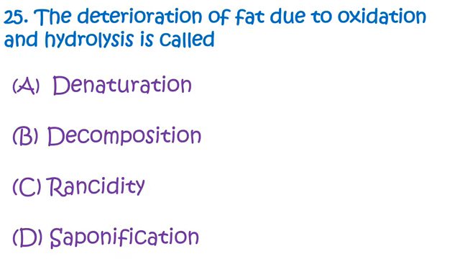Question number 25. The deterioration of fat due to oxidation and hydrolysis is called as, options are option A denaturation, option B decomposition, option C rancidity, and option D saponification. Correct answer is option C rancidity.